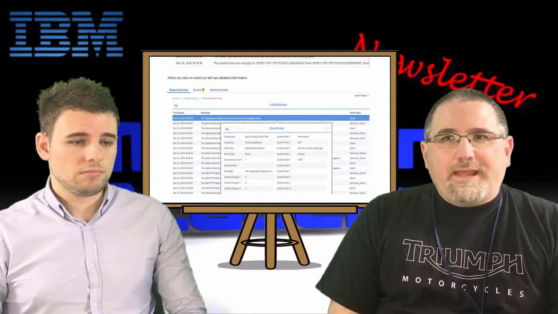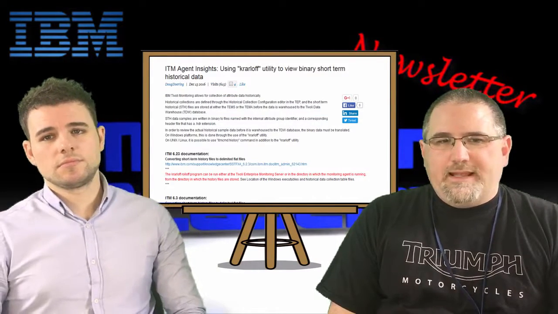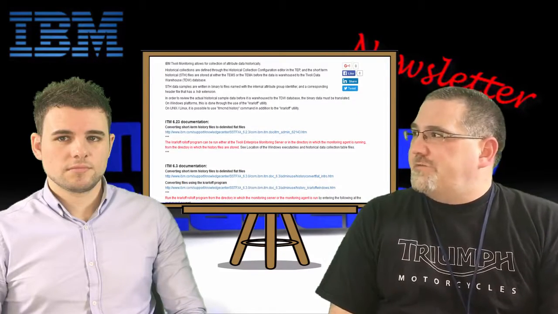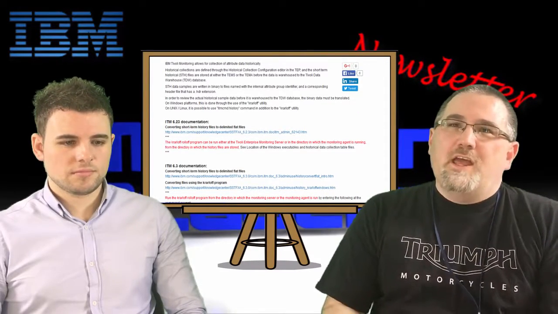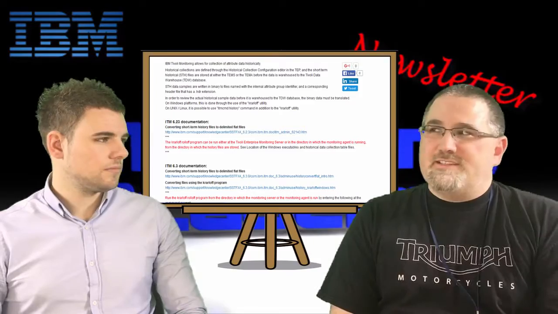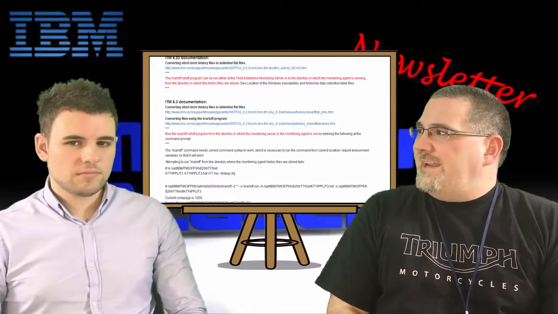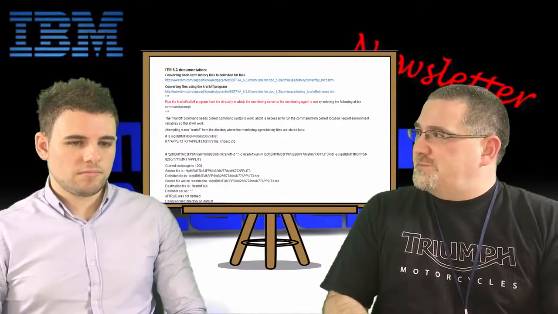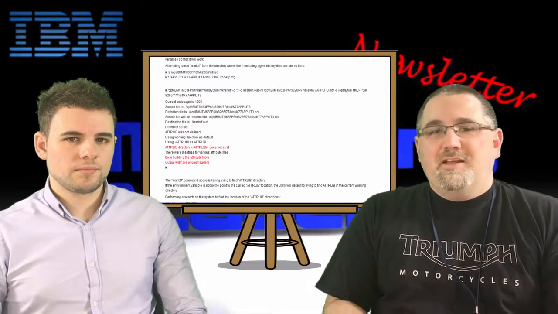Cool. And our last one is another agent one, and it's using the Krarloff utility to look at your short-term history files. So on your agent machine, or wherever you're collecting your history from, you've got the STH files, the short-term history files. These are not human readable. They basically need to be converted if you want to see what's inside them for any kind of consistency check, or if there's something you specifically need to see before it hits your warehouse. This is how you do it.